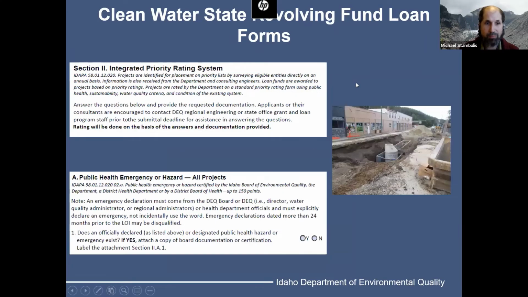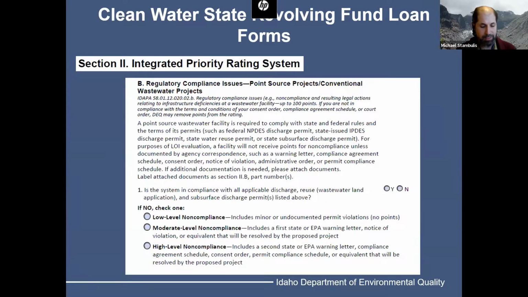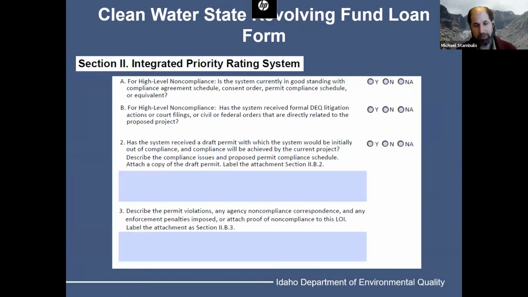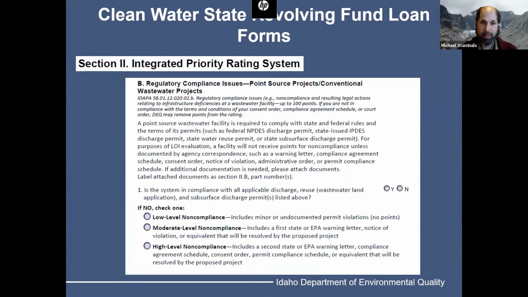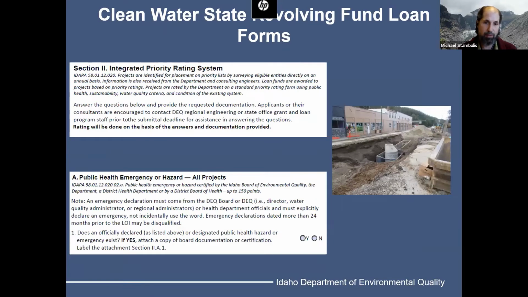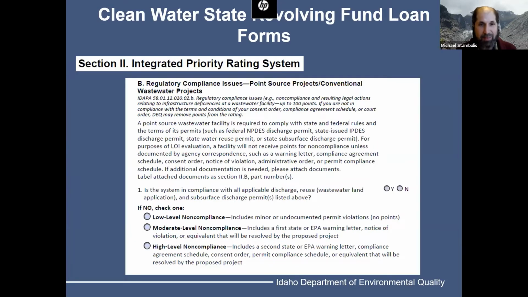The next question is one that's often misunderstood. It's asked if a public health emergency or hazard has been declared for your system. I highlight it because serious issues or compliance issues do not necessarily mean a public health emergency has been declared by the DEQ board, DEQ, or the health department. So this question is very rarely answered in the affirmative.